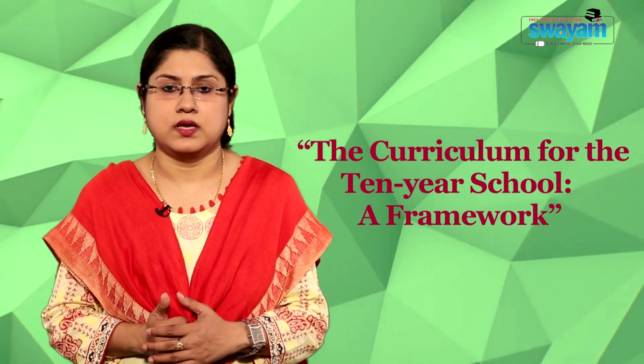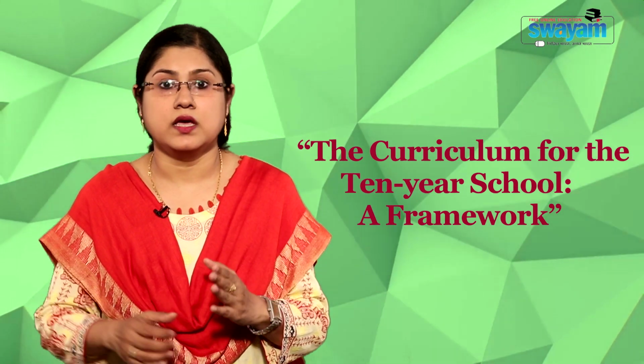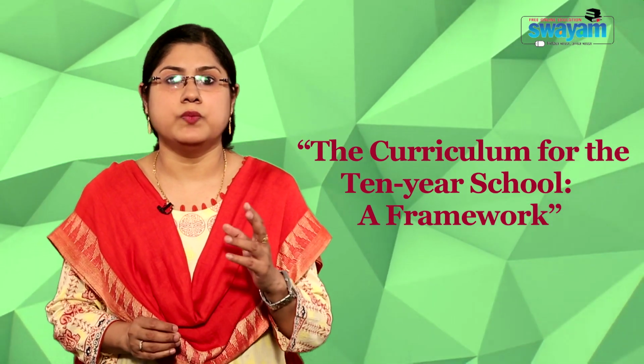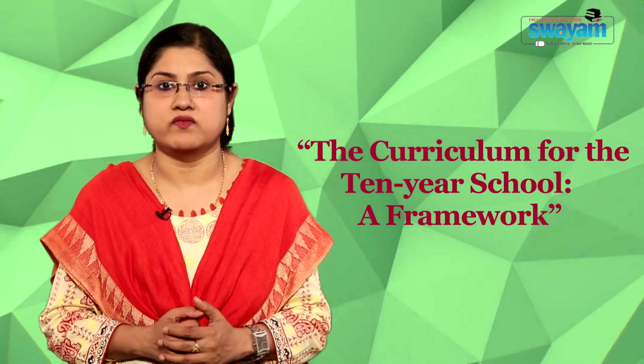The National Curriculum Committee had recommended in the 1975 policy document, the curriculum for the 10-year school, a framework, that a single subject, environmental studies, be taught at the primary stage. It proposed that in the first 2 years, which is class 1st and 2nd, environmental studies will look at both the natural and the social environment, while in classes 3rd to 5th, there would be separate portions for social studies and general science, termed as EVS Part 1 and Part 2.